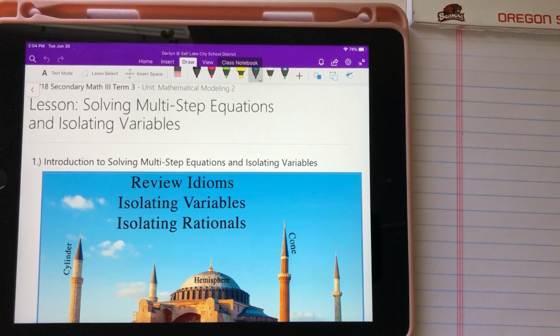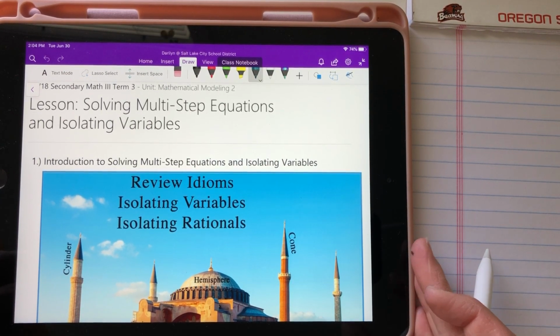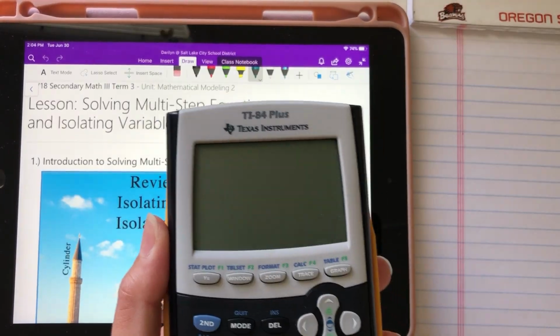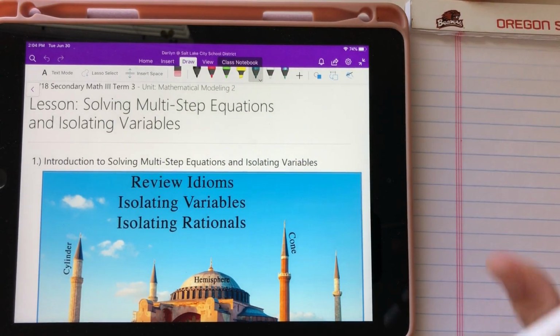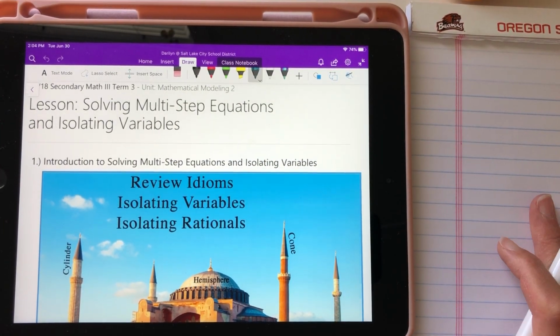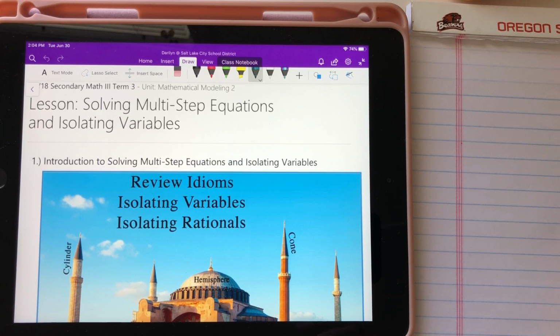So once again, to be prepared for this lesson, I have the lesson in front of me. I always have a calculator just in case. I have my notes because you guys should be taking notes definitely. Pause the video anytime you need to take notes, rewind if you need to, so on and so forth.